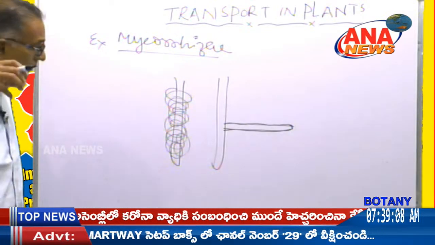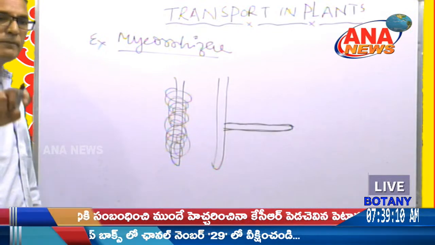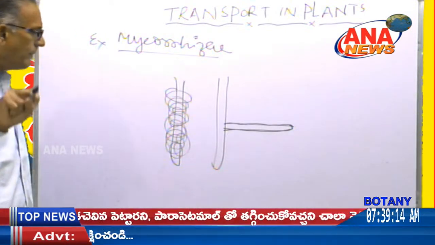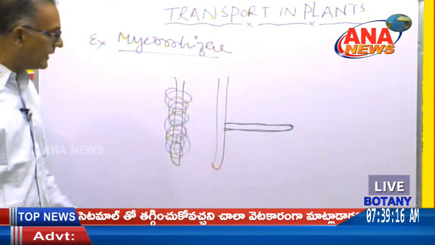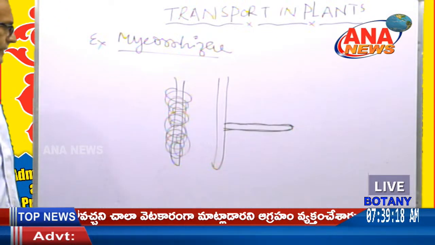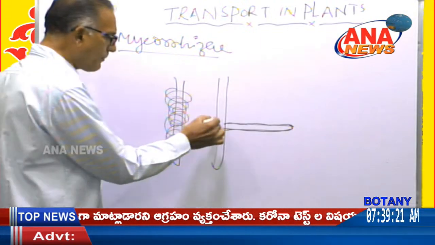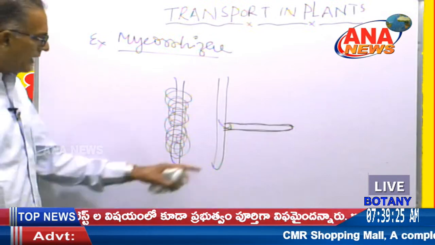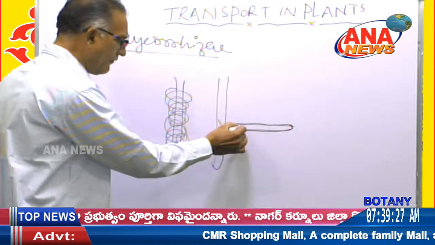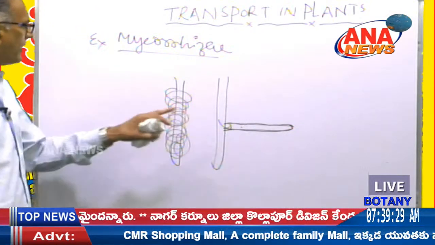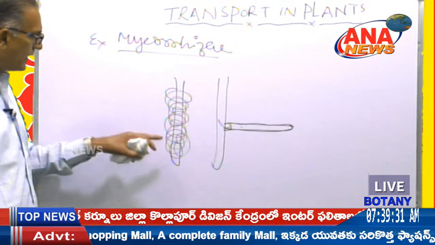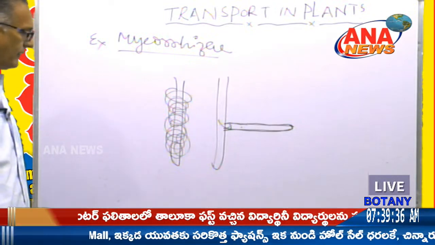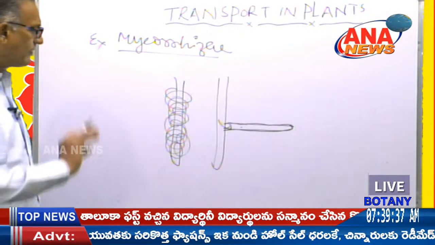Thus, the fungal hyphae absorb water and minerals for the plants. In turn, the plants provide food material and nitrogen containing compounds to the fungal hyphae. Thus, it is a symbiotic association between the higher plants and fungus. It is the best example of symbiotic association.